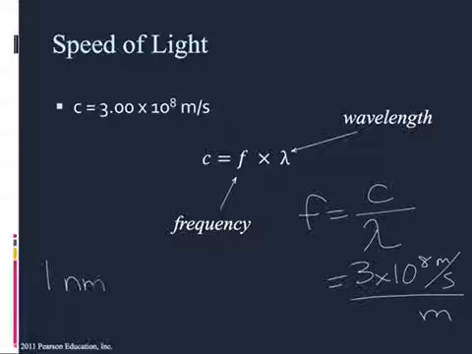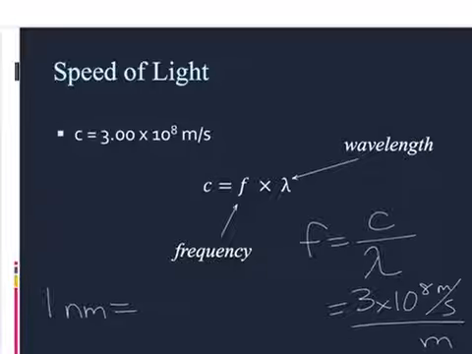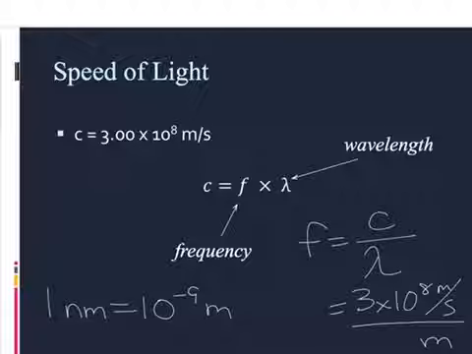1 nanometer is equal to 10 to the negative 9th meters. So again, a very, very small amount.